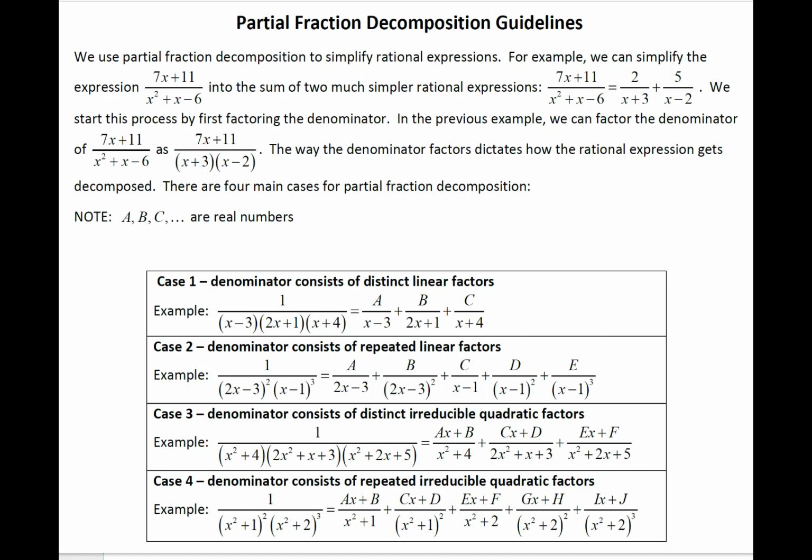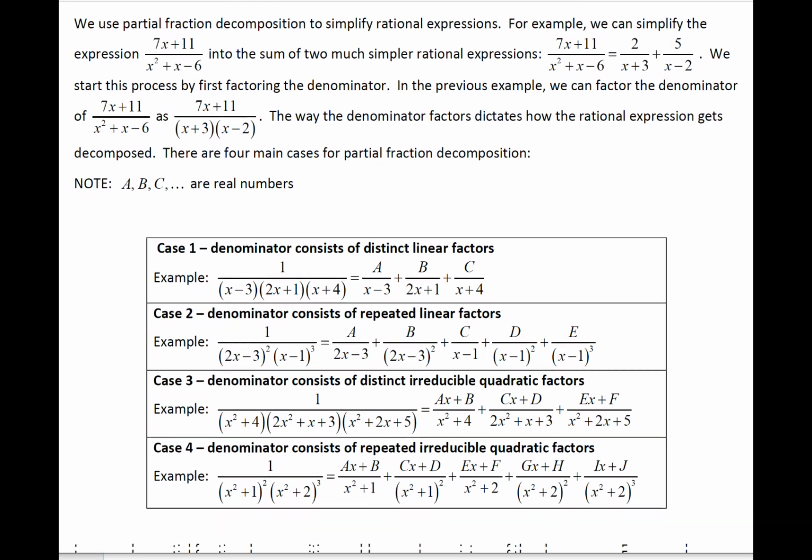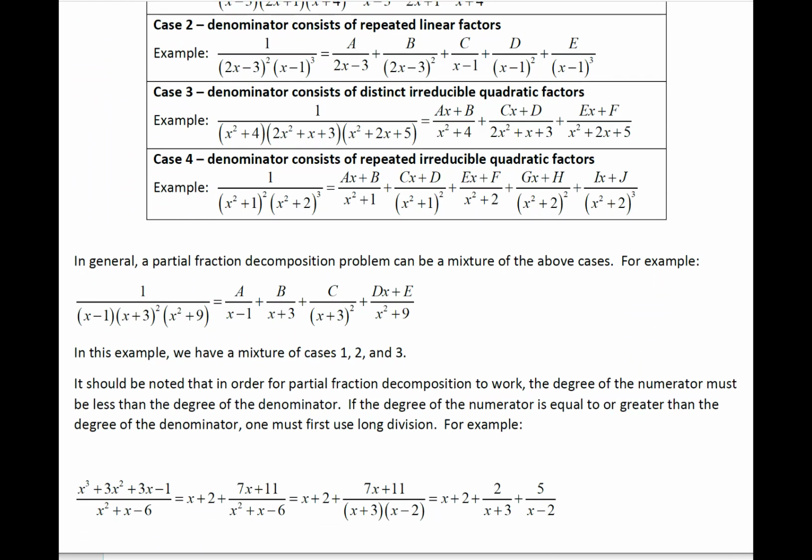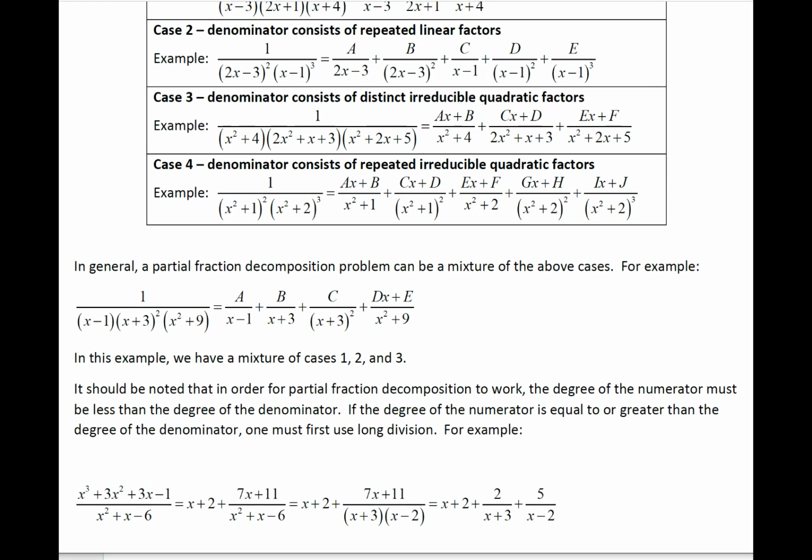Now, in reality, when you get to a partial fraction problem, you're not going to have something that's strictly case 1, case 2, case 3, or case 4. You're going to have a mixture of these cases. For example, if you look at the example just below those 4 cases, we have a mixture of those cases. That x minus 1 is case 1.